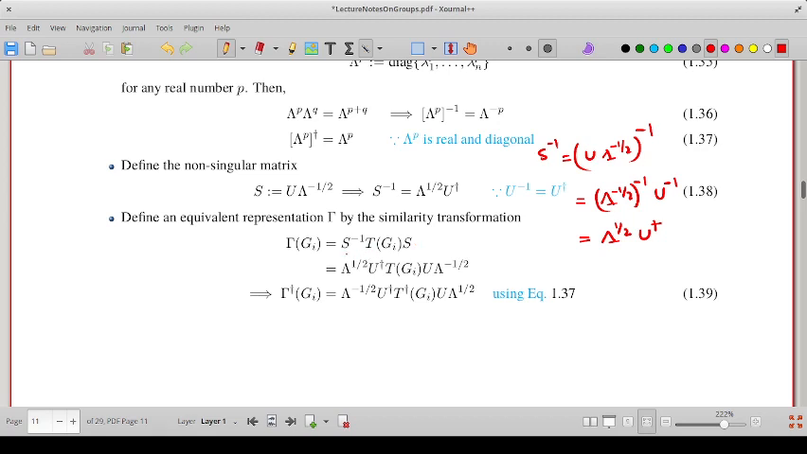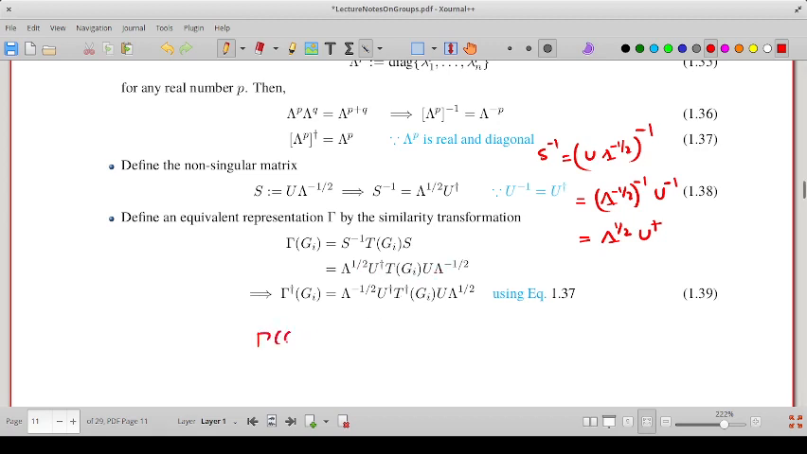So instead of S inverse, I will explicitly write this. That is gamma to the power half U dagger, then this T gi, and then S is given by U gamma to the power minus half. Now I can find its adjoint. So this is a product of five matrices.